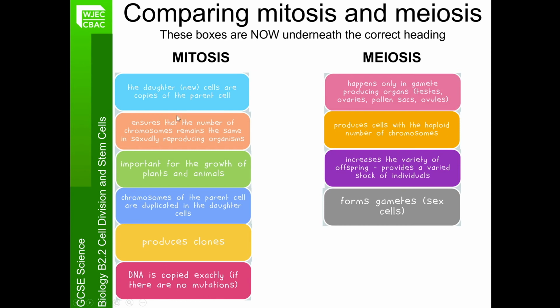This pale peachy coloured one here should actually be in meiosis: ensuring the number of chromosomes remain the same in sexually reproducing organisms. By it being in meiosis, it creates cells that have haploid numbers so that when those 2 sex cells join together at fertilization, it restores the full diploid chromosome number. And our ones for meiosis: happens only in gamete-producing organs, the testes, ovaries, pollen sacs and ovules. Produces cells with the haploid number of chromosomes, increases the variety of offspring, and forms gametes.